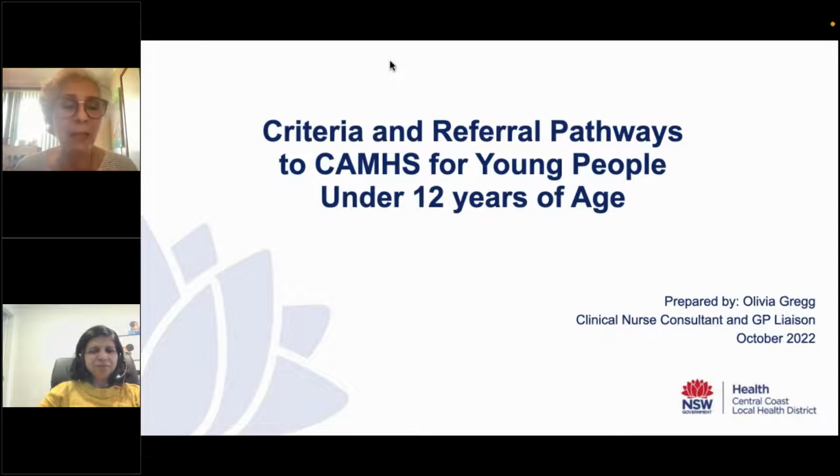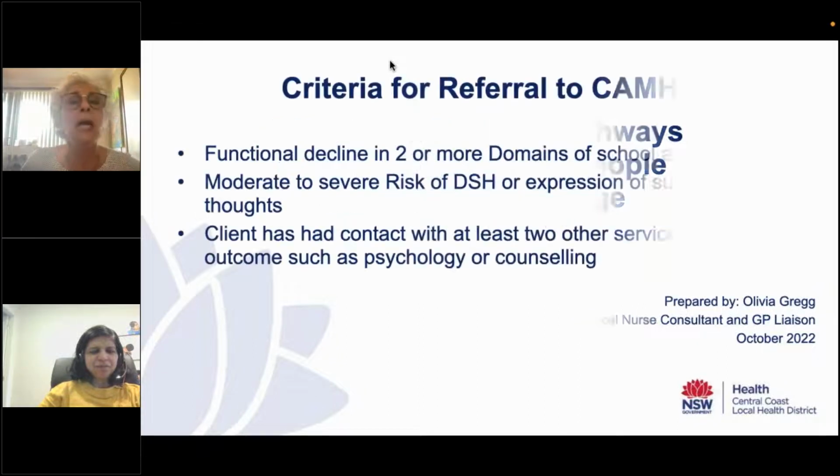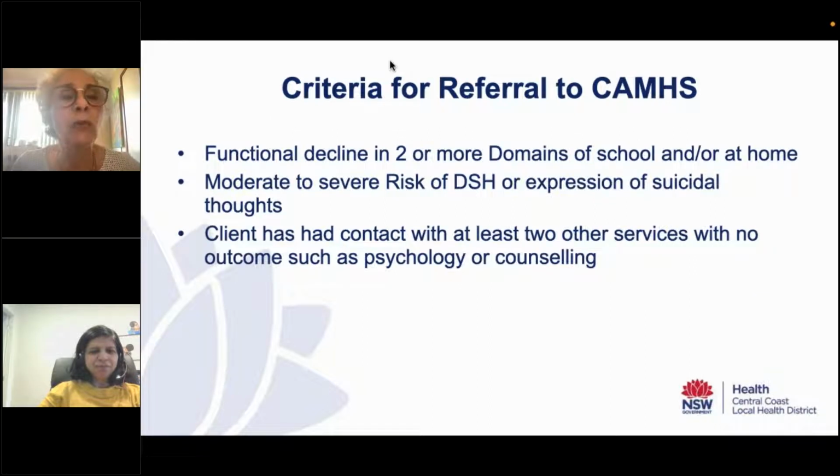My name is Olivia. I am the clinical nurse consultant and GP liaison for child and adolescent mental health. I just want to briefly run through the criteria and the referral pathways for young persons under 12 years of age. The main criteria to refer to our service is functional decline in two or more domains, either school attendance and/or at home, and also to have moderate to severe risk of self-harm or expression of suicidal thoughts.